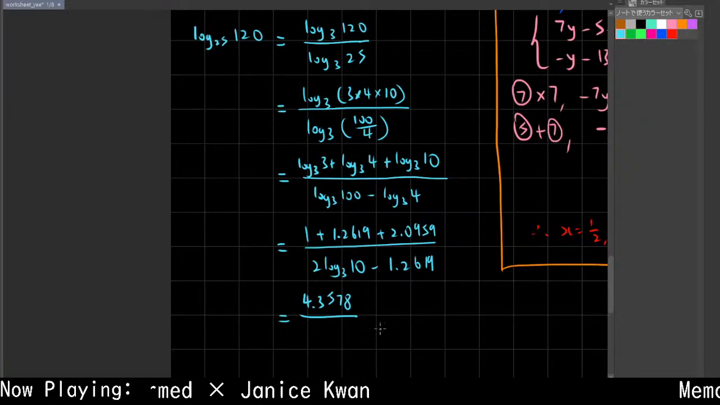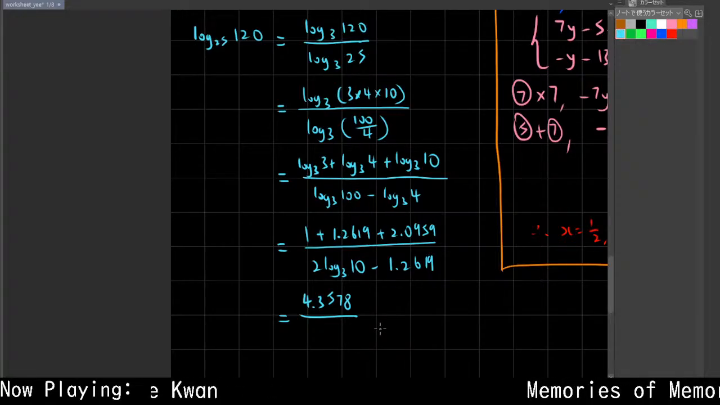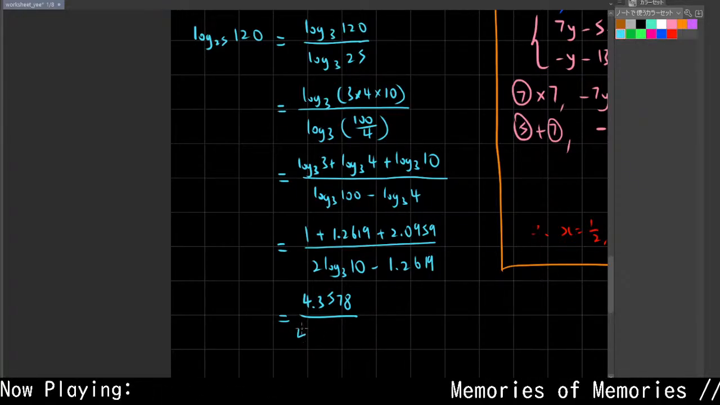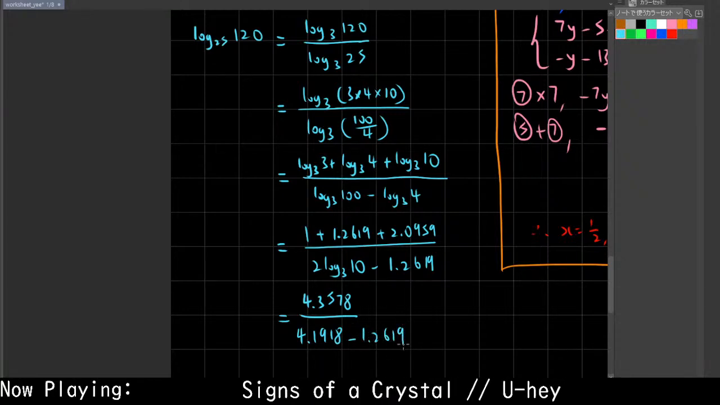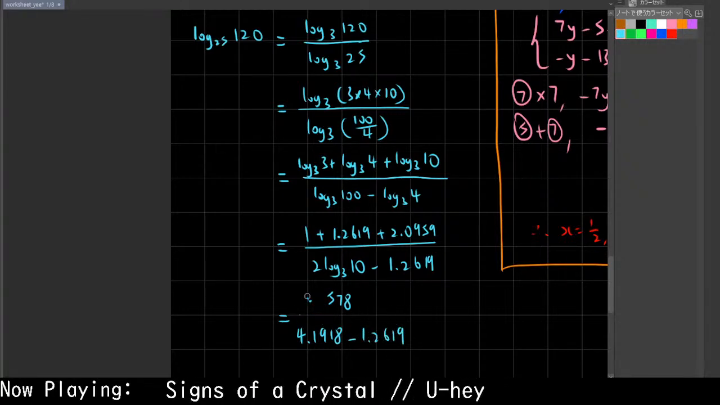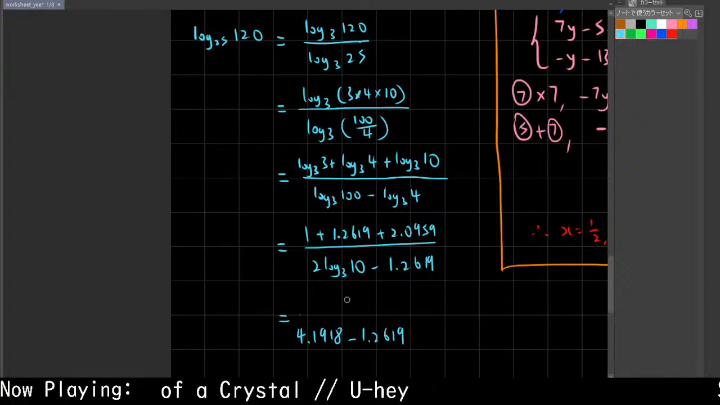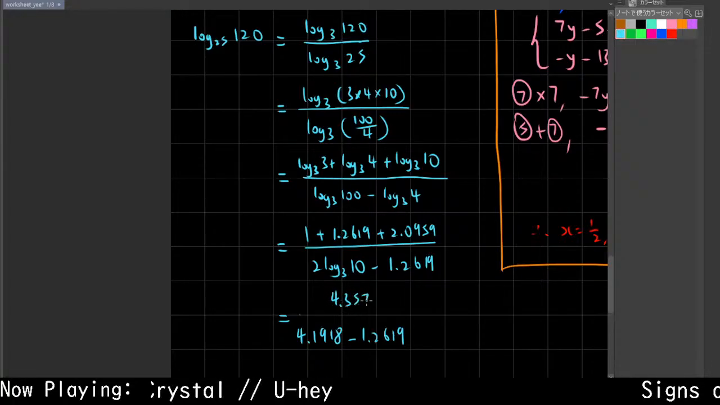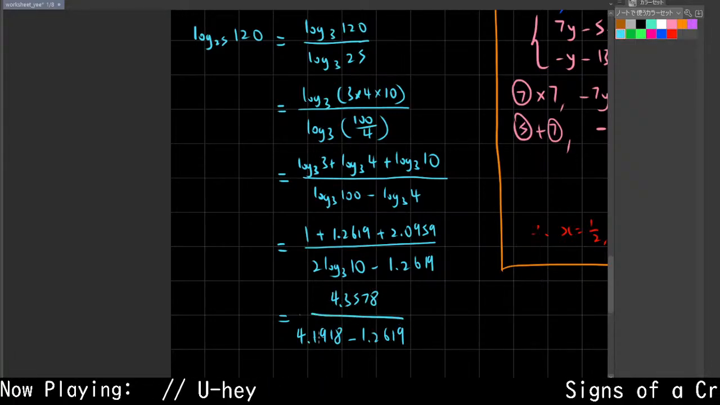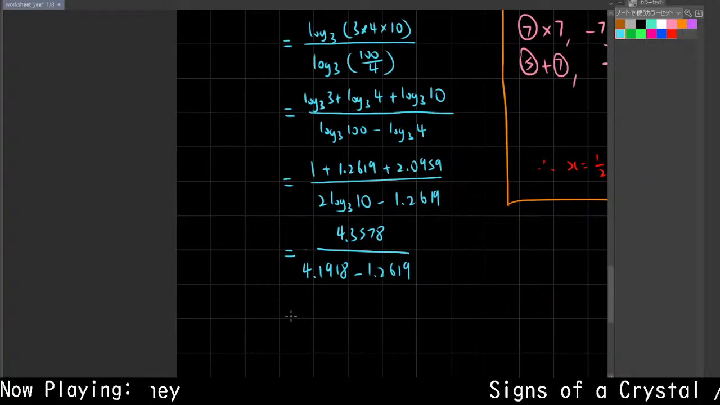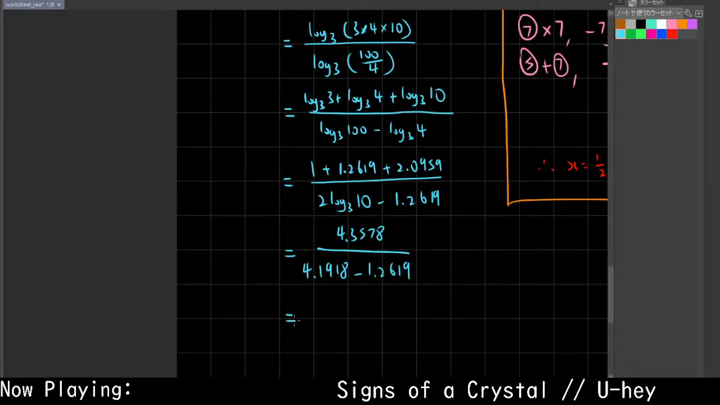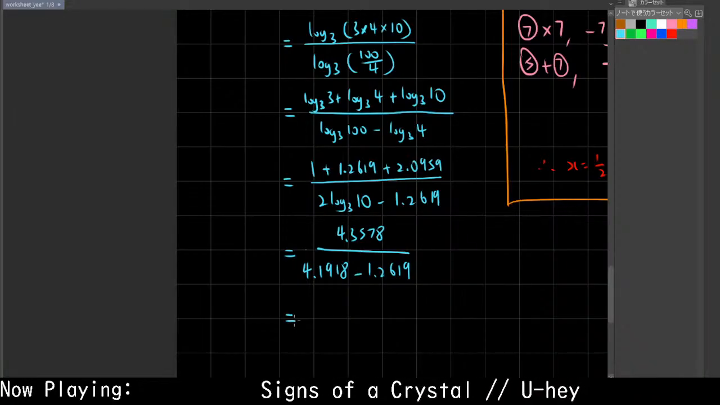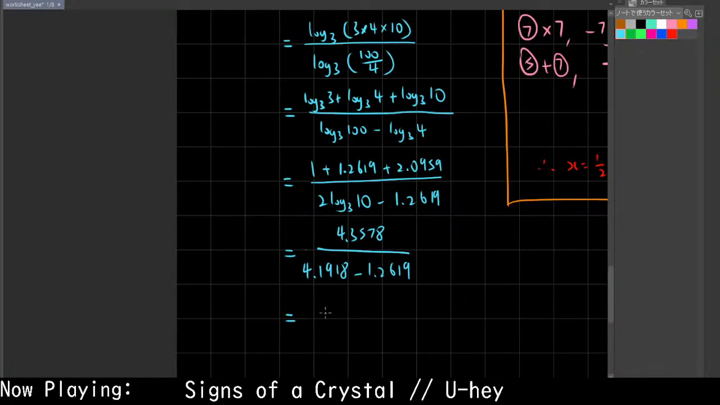Log base 10 is that, so 2 times 2.0959, you get 4.1918 minus 1.2619. Okay. Then 4.1918 minus 1.2619, you get 2.9299.